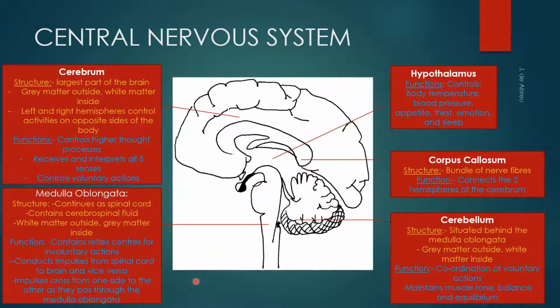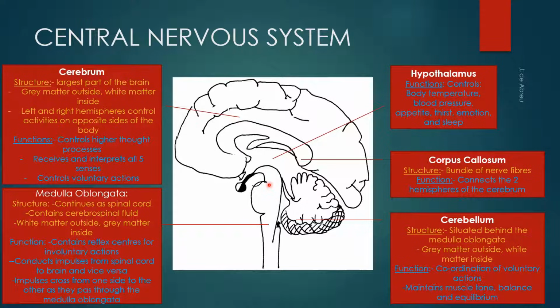Okay, so now we get to the specific subsection parts of the brain. So you have the cerebrum, which is this whole big part up here. Then you get the cerebellum, which is this part over here. You get the medulla oblongata, which is this section here. And you get the corpus callosum, which is here. The hypothalamus is kind of somewhere here. It's not really shown on this picture, but it's a little gland.